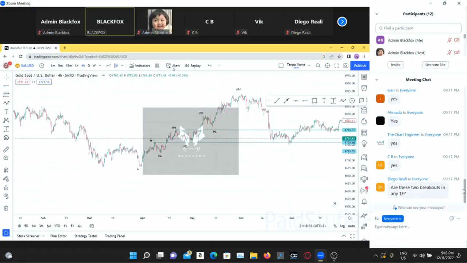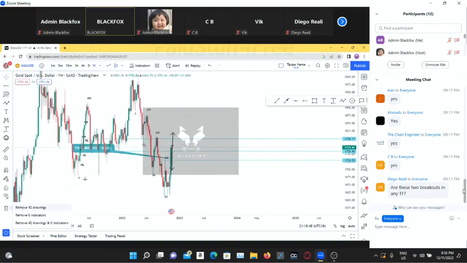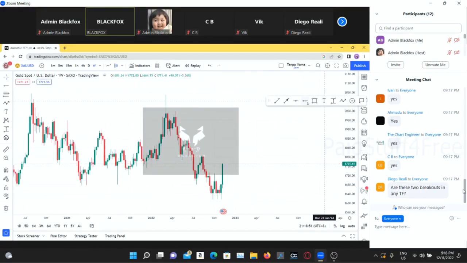Okay. Are these two breakouts applicable in any time frame? Yes, you can apply this first breakout and second breakout at any time frame, from M1 to weekly. So weekly also has signal and confirmation. So this one, I just mark like this. This one, high, low, lower high, lower low, lower high, lower low.